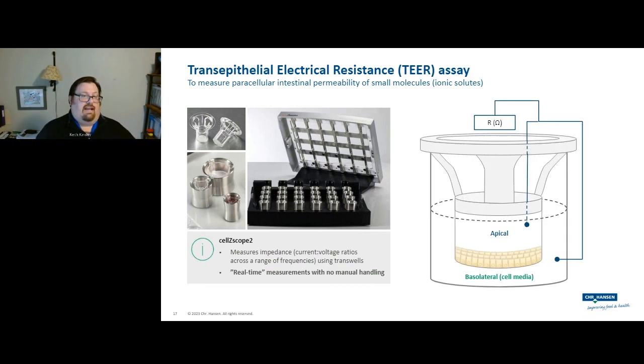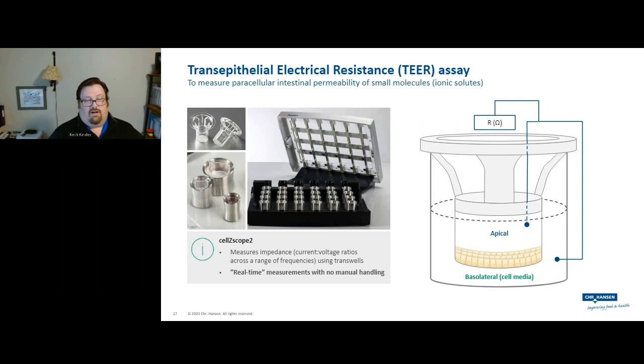So wouldn't it be great if there was an assay of some kind that we could utilize to evaluate this apical to basolateral or lumen to systemic type circulation and assess what type of damage or what type of protection could be conveyed in different circumstances? And there is, it's called a transepithelial electrical resistance assay, or TEER assay for short.